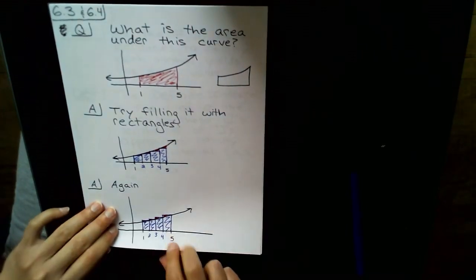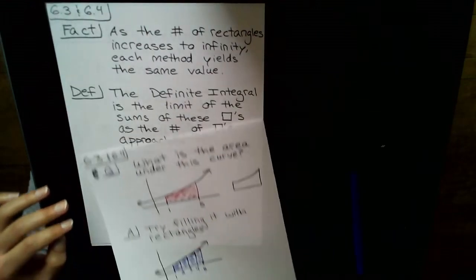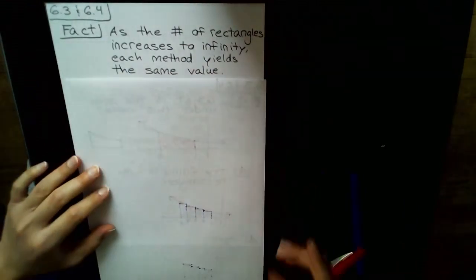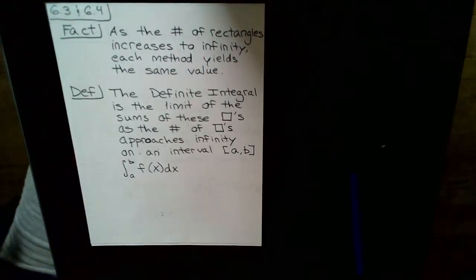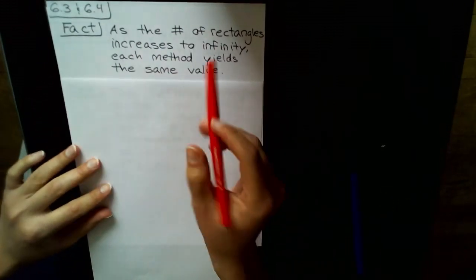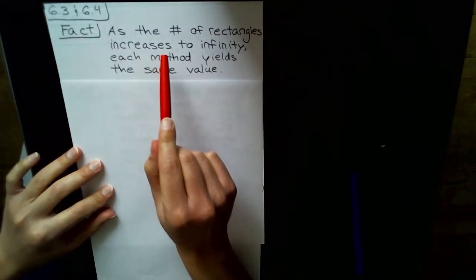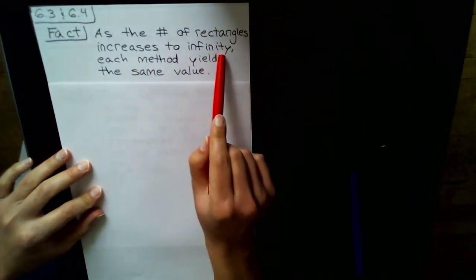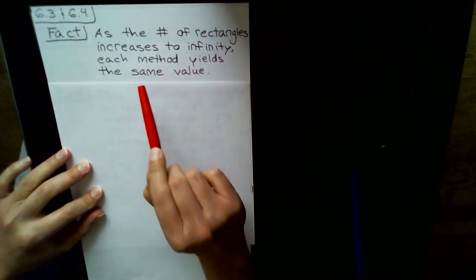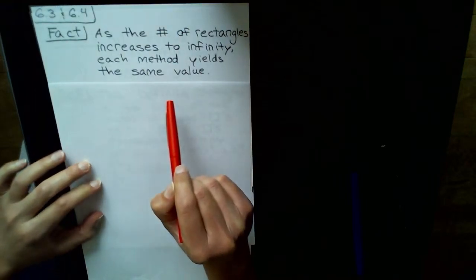So what does that tell us? Well, we need to make a really important note here. So the first thing that we should make note of is a fact that says as the number of rectangles increases to infinity, each of those methods will yield the same value. So that's really important. Think about that.